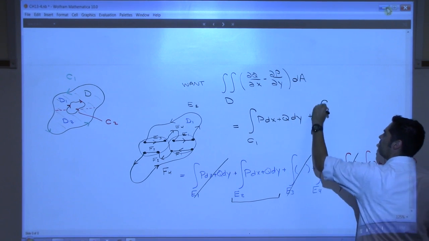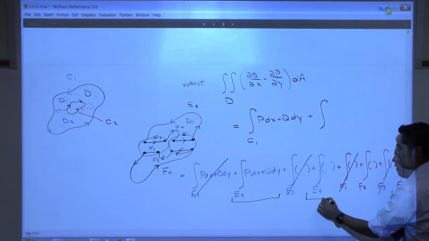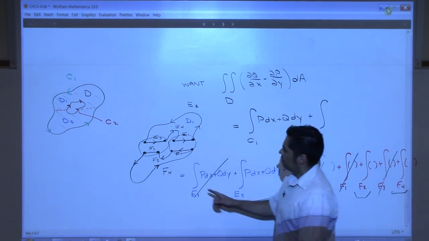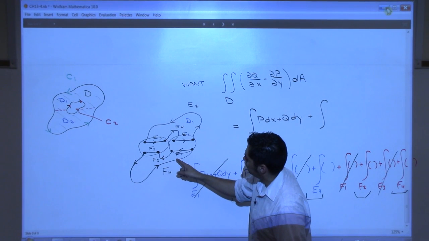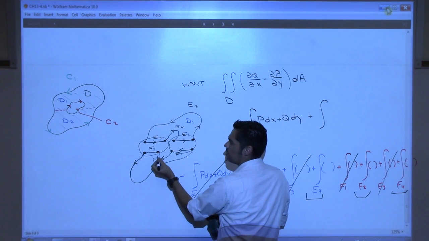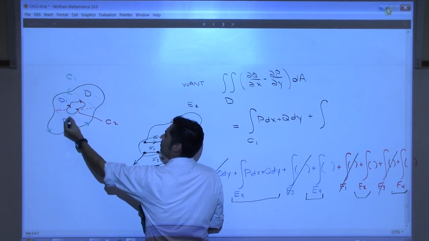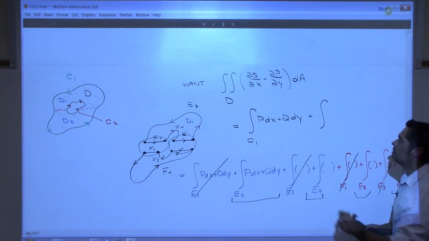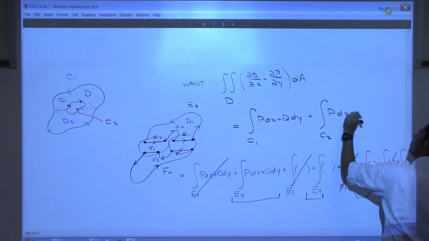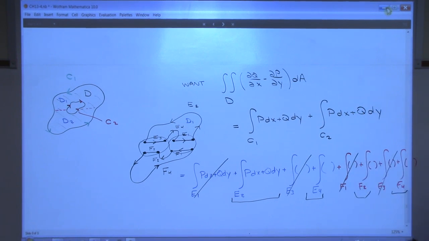Plus, now, what are the others that are left? What's E4 and F2? Where is it? C2, right? It's this right here. E4 continuing on to F2 gives me C2. Understand? P dx plus Q dy. That's it. Okay, now that may not seem like a big deal, but it's going to help us out quite a bit in just a second.